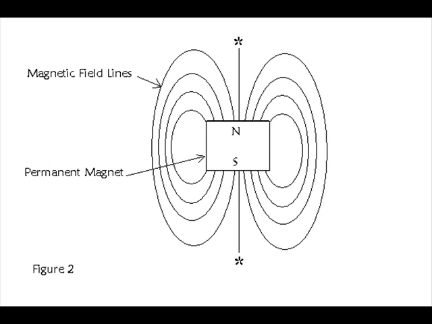Figure 2 shows a typical magnet with some field lines sketched in around it. Note that one field line is labeled with a star and is drawn straight out of the center of the magnet. Since all field lines are curved in reality, this line must have a slight curvature, but it is drawn straight for the convenience of this discussion.